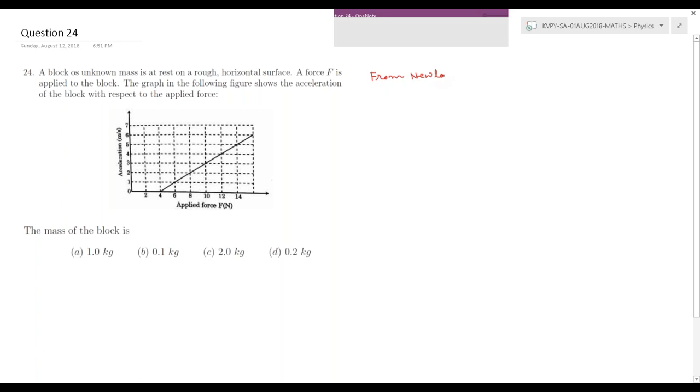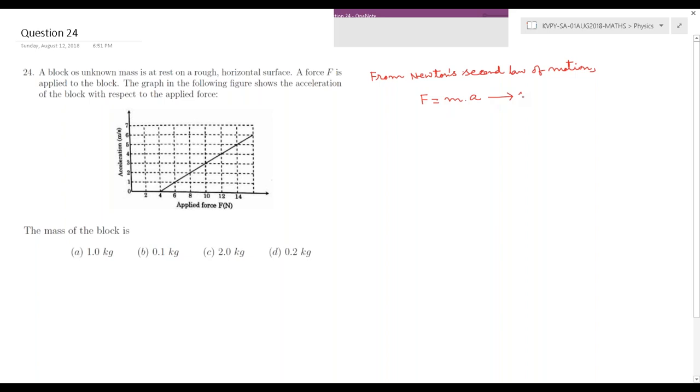Newton's second law of motion. What we can say is that force is equal to mass into acceleration. Let's keep this as equation number one.